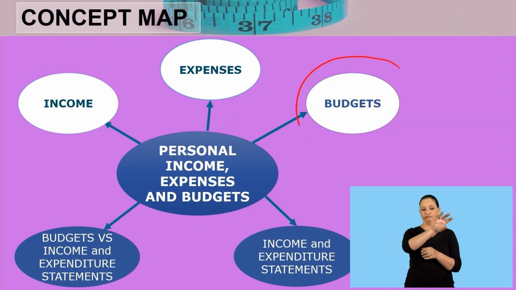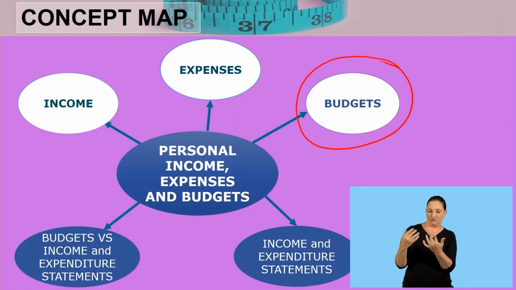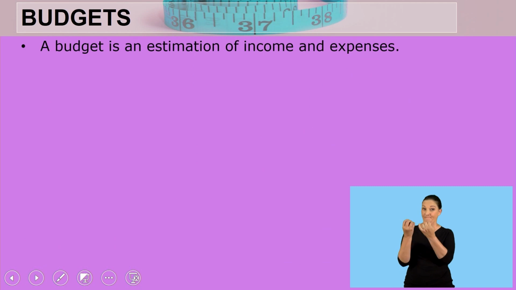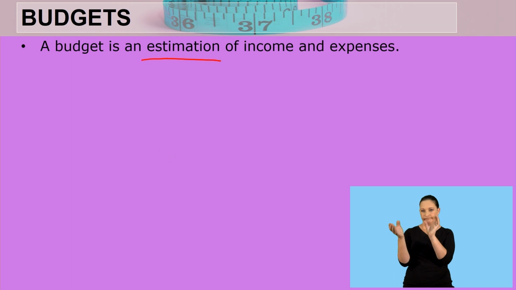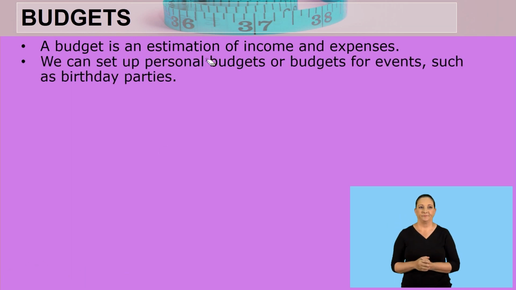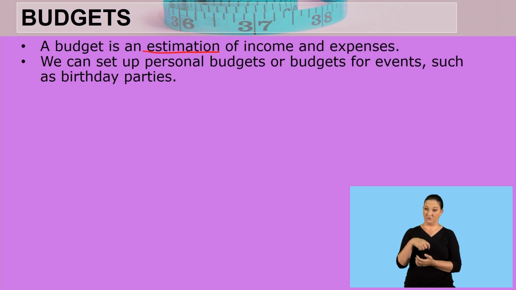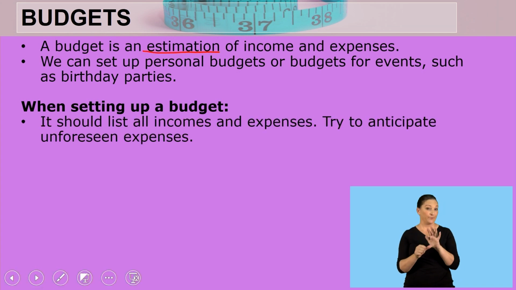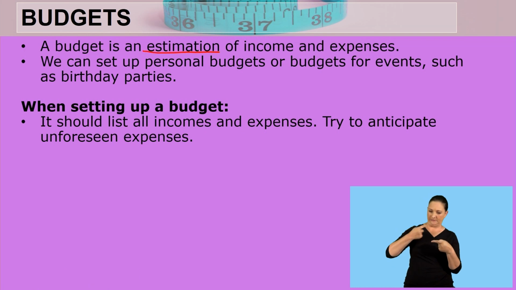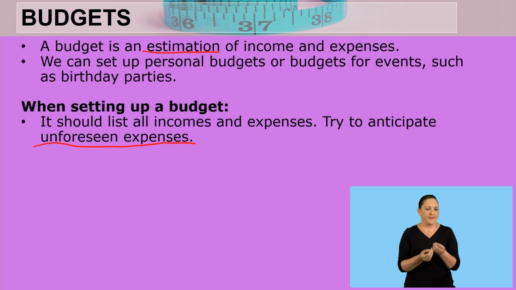Now we talk budgets. Let's see what that's all about. A budget is an estimation of income and expenses. We can set up personal budgets or budgets for events such as birthday parties. Things happen once off then. When setting up a budget, a couple of pointers. It should list all incomes and expenses. Try to anticipate unforeseen expenses. Prices of things could go up, for example, things like that.